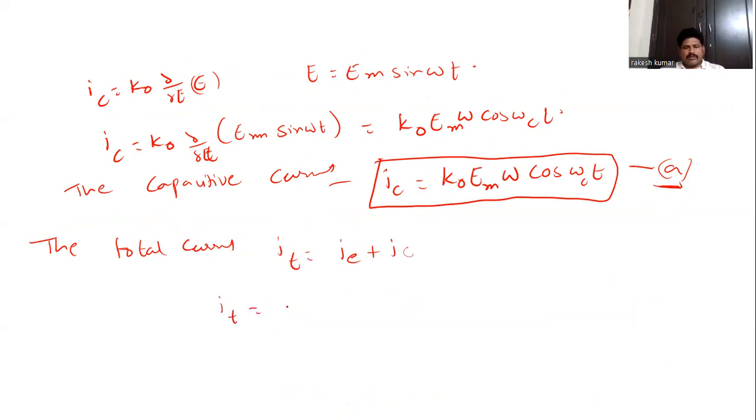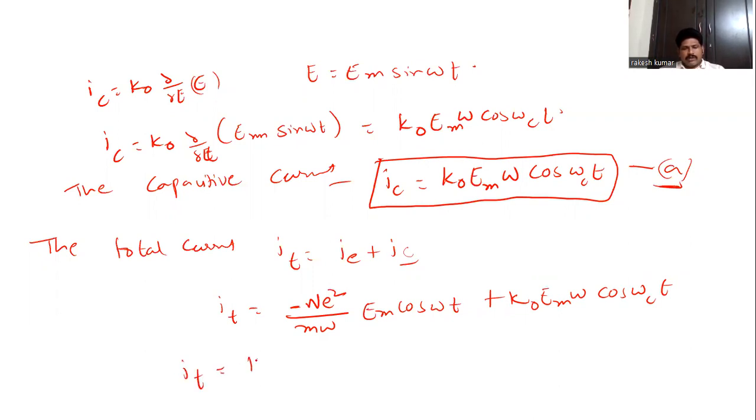Therefore, I total is equal to the value of IE, minus N E square by M omega into EM cos omega t, plus the capacitive current IC, which is K naught into EM omega cos omega t. Here, IT is equal to, taking K naught common, EM cos omega t. So my expression will be like this: K naught omega minus N E square by M omega.